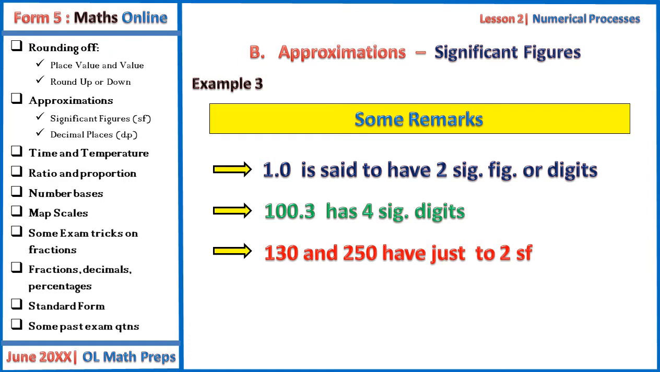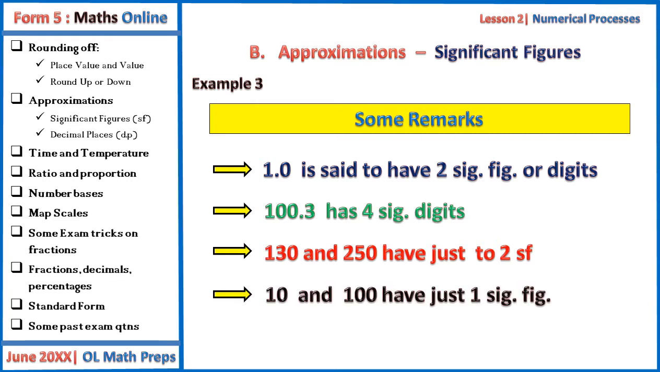Note, when a number is a whole number like this, it has no decimal. The zeros that occur at the end are not considered to be significant figures. They are not counted. So 130 has just two significant figures. 250 has just two significant figures. Now let's look at this other number. You have 10 and 100. 10 has just one significant figure, and 100 equally has just one significant figure. Similarly, 1000 has just one significant figure.